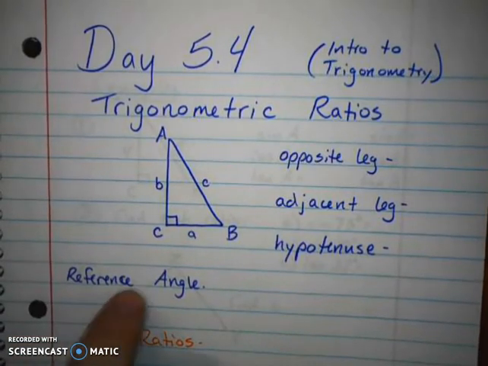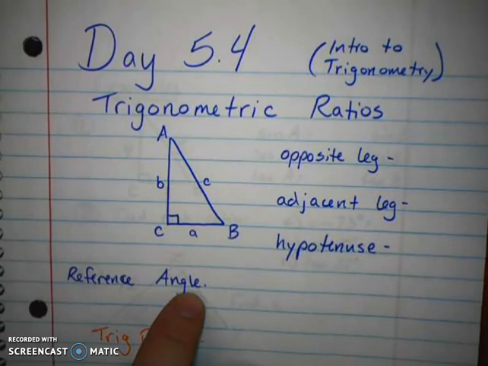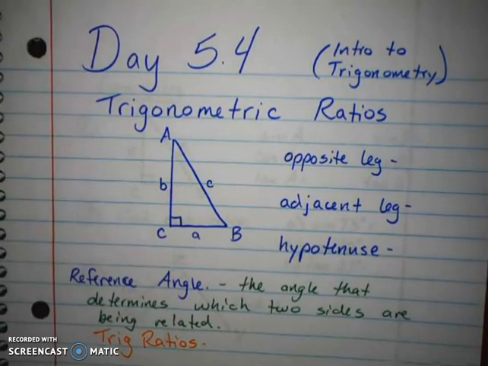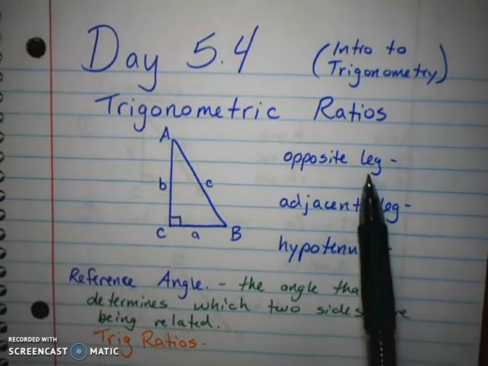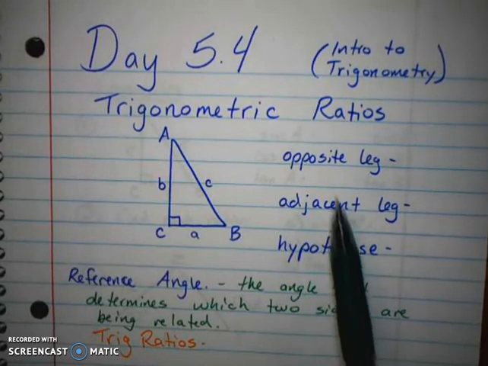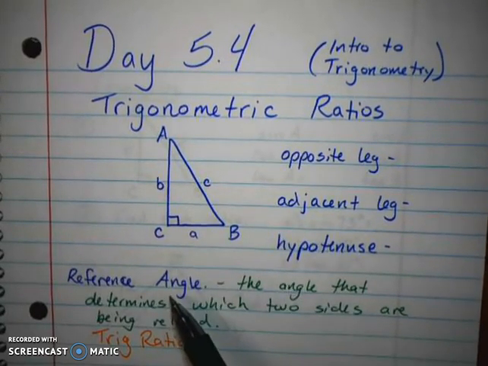The first is what a reference angle is. So you need to understand that this is what a reference angle is. It's the angle that helps us determine which two sides are being related. And basically, these words that relate the sides as opposite leg, adjacent leg, or hypotenuse are all going to depend on which angle we are identifying as our reference angle.